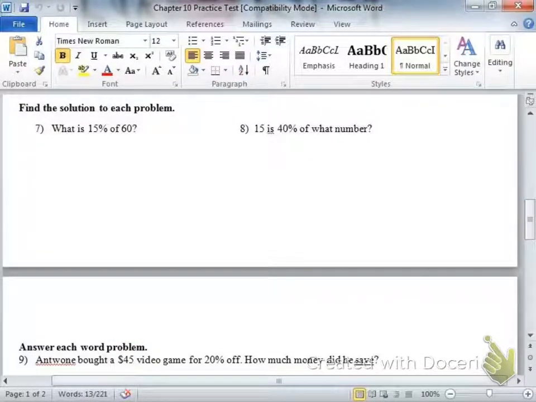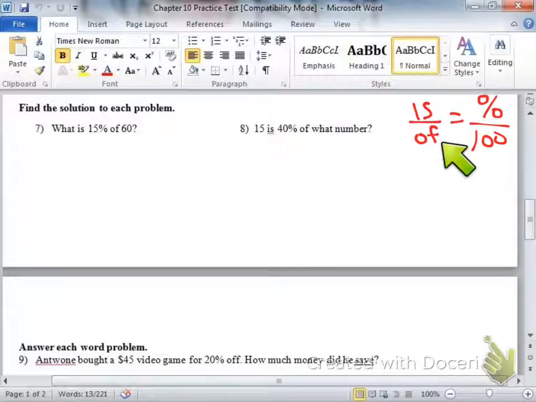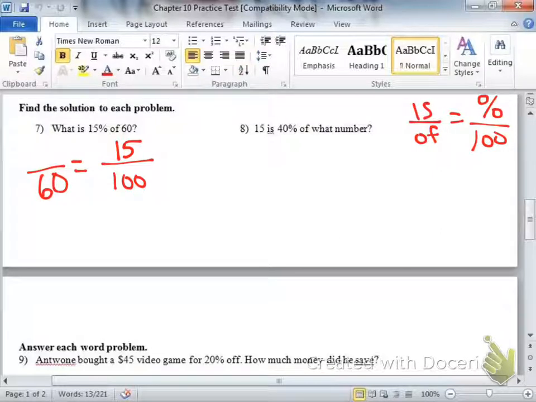Alright, we're getting into percent word problems. The key here is over of equals percent over 100, or part over whole equals percent over 100. Here the is and the of should work just fine. What is 15% of 60? So 60 is my of.